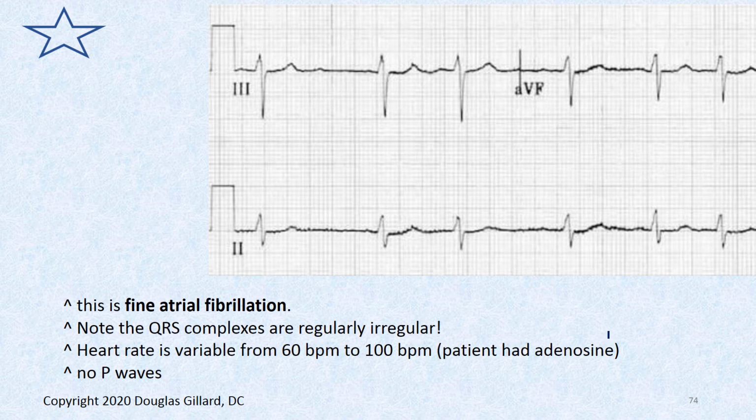Okay, and this is wrong. He did not have, that's just the way he was. But that's fine atrial fibrillation. Let me actually make a note of that and take that out of there. All right.